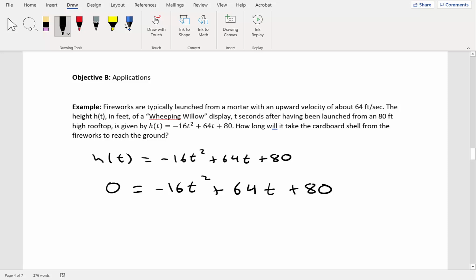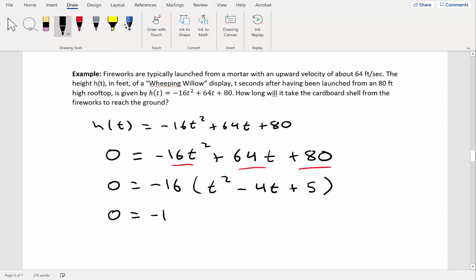Now let's go ahead and take a look if there's a GCF. I have these three terms. We want to determine if there's a number that can go into all three of these, the largest number that can go into all of them. I believe 16 does go into all of them, so we can factor out a 16. But be careful, since our t squared is negative, let's factor out a -16 to fix that. So we have 0 is equal to -16 times t squared minus 4t, and then plus 5.